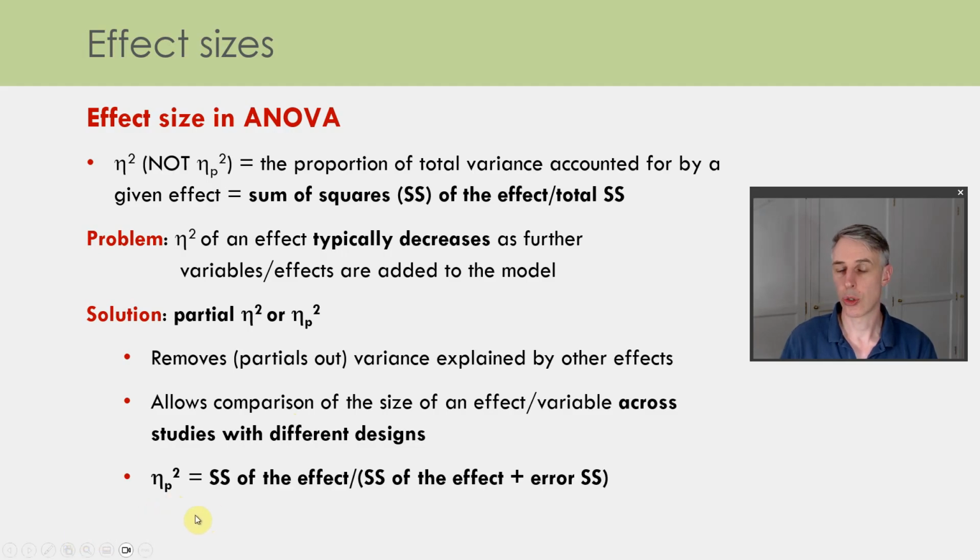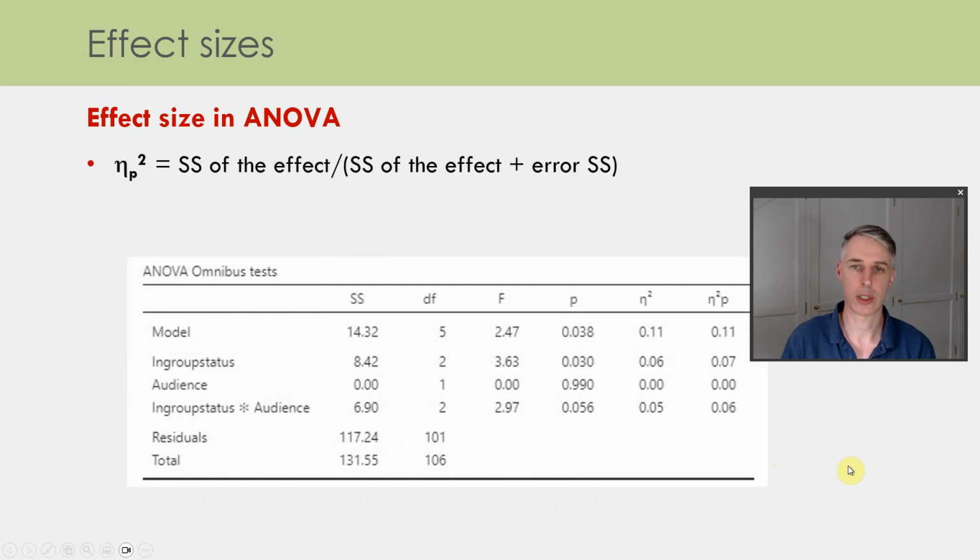So the calculation or the formula for a partial eta squared is a little bit different. Again, though, it's the sum of squares for the effect that you're interested in divided by, and this is a little bit different, the sums of squares of that effect plus the error or leftover variance, the error sums of squares. So let's see that in practice.